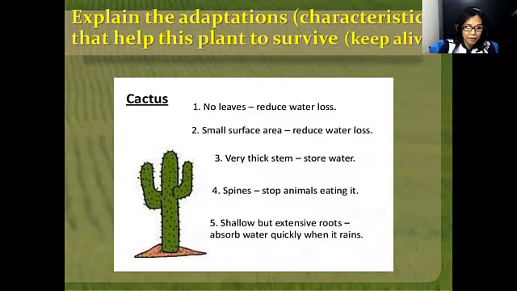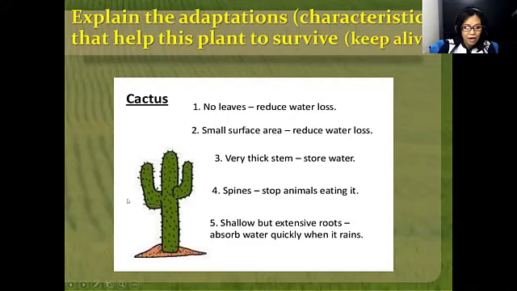So, number one, cactus has no leaves. Without leaves, it can help the cactus to reduce water loss. And number two, characteristic or adaptation of this cactus, it has small surface area, also to reduce water loss. And number three, this cactus has a very thick stem. And that thick stem can store a lot of water so that cactus will not die in desert.